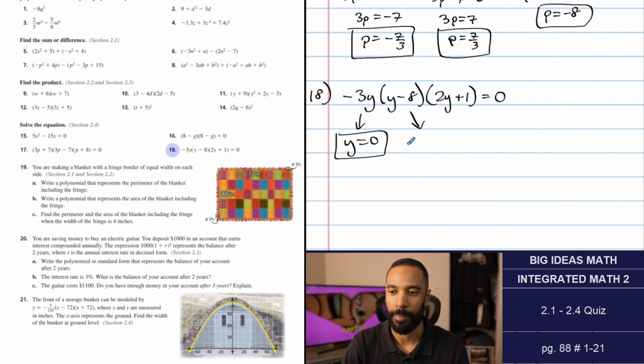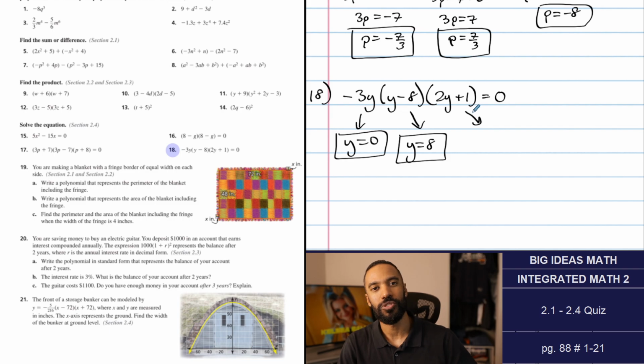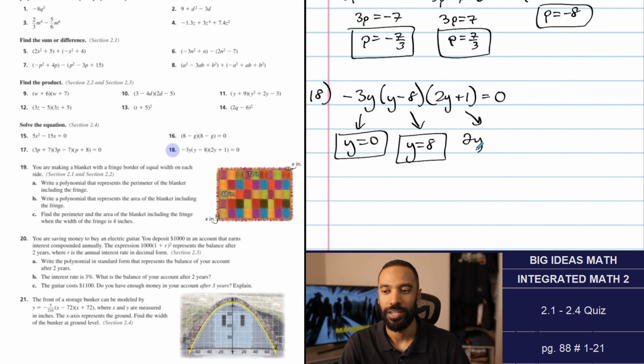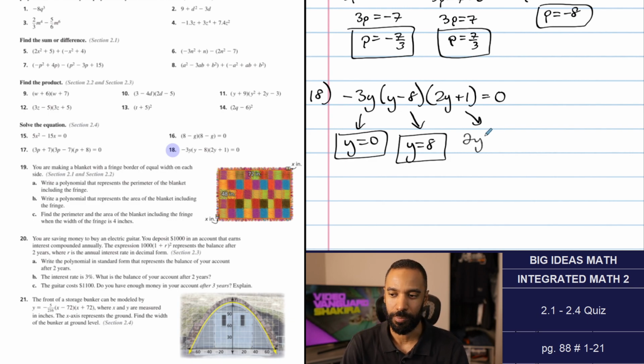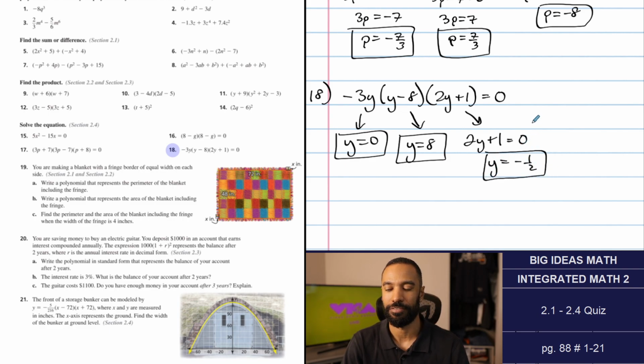Now, this other one, like I said, it just ends up being opposite of what you see here. If y minus 8 equals 0, y equals 8. You add 8 to both sides. Can you do this one in your head? If 2y plus 1 equals 0, I'm going to subtract 1 and divide by 2. Sorry, I guess I didn't really do it in my head. But I'll just write it out. If 2y plus 1 equals 0, you subtract 1. 2y is negative 1. And then you divide by 2. Y is negative 1/2.